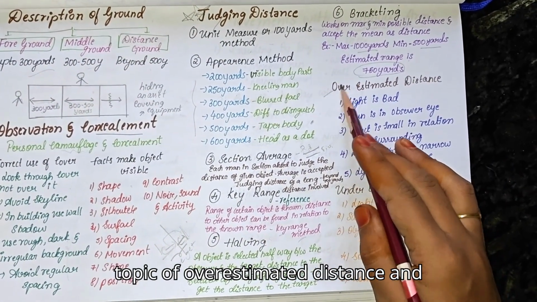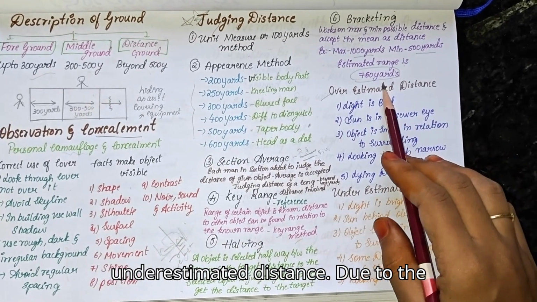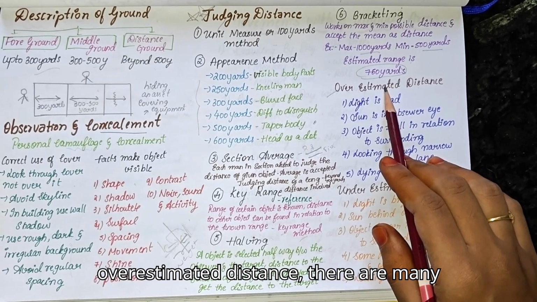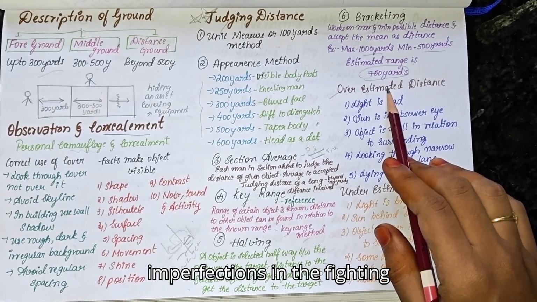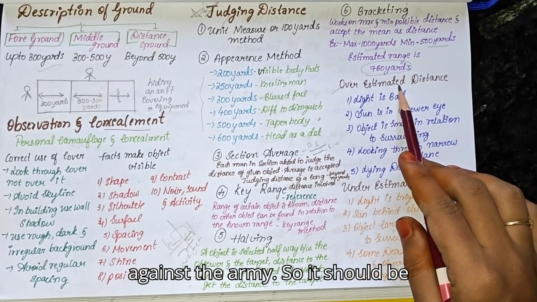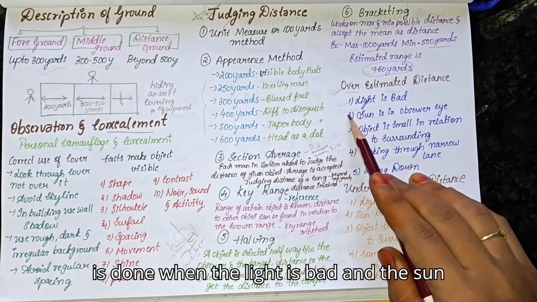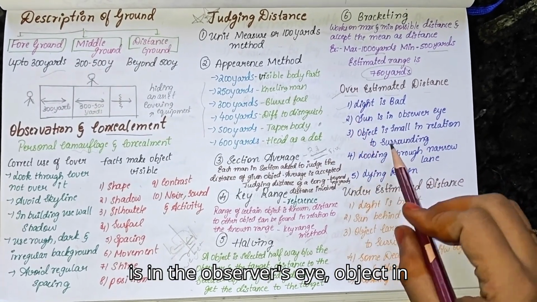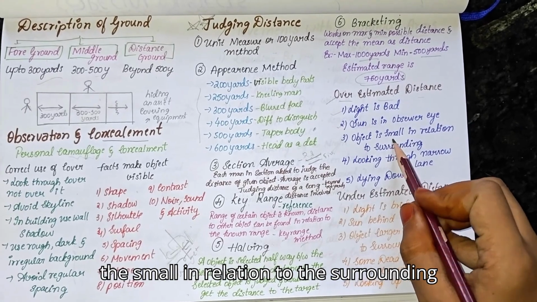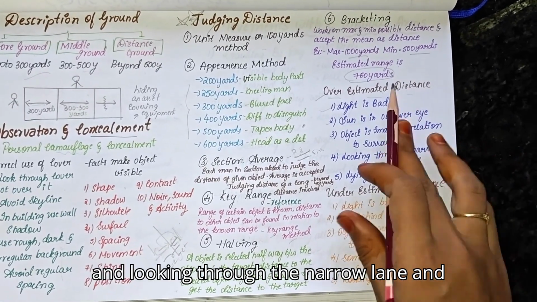So it comes to the topic of overestimated distance and underestimated distance. Due to overestimated distance, there are many imperfections in fighting against the army, so it should be avoided. Distance is overestimated when the light is bad, the sun is in the observer's eye, the object is small in relation to the surroundings, and when looking through a narrow lane and lying down.